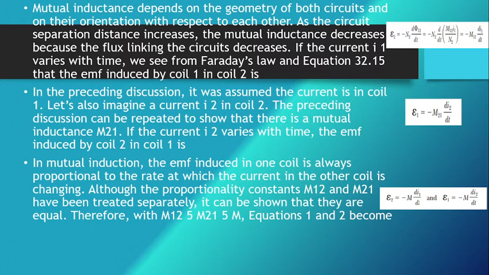And the last one is the core permeability. If we put a core between the two coils to increase the mutual induction between them, the core permeability is directly proportional to M. If we put an iron core, or also a copper core which has a high permeability, it will increase the M.